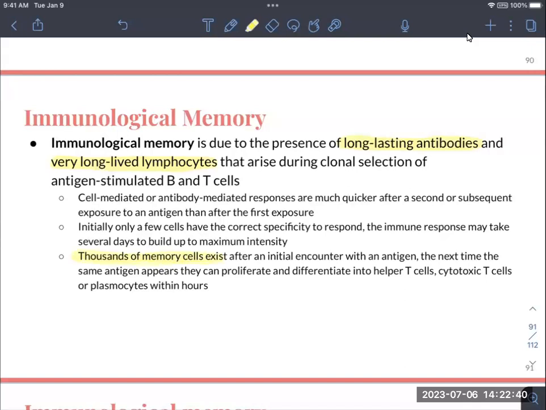So after this initial encounter, the next time these cells can proliferate very fast. It can happen within hours. So if it's happening within hours, you may not even know that this virus has invaded your system because your immune system has already gotten rid of it before it's gotten a chance to make you sick.